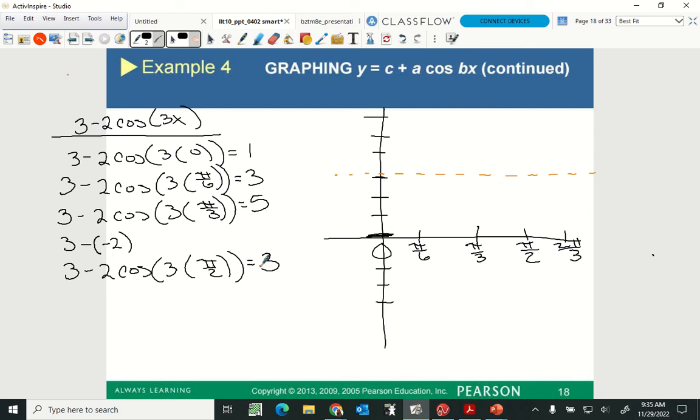And last one, 3 minus 2 cosine 3 times 2 pi over 3.